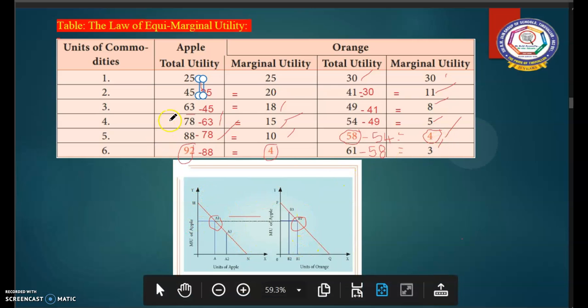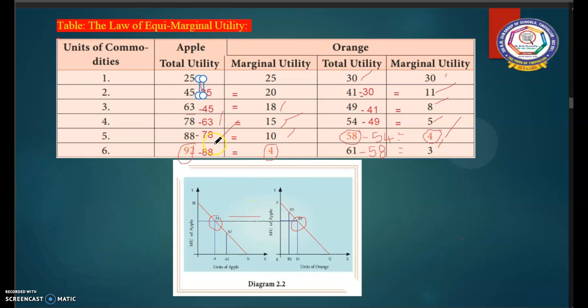So in this graphical representation, okay, let us have an example. Let us assume that the consumer has a given income of rupees 11. He wants to spend his entire income of rupees 11 on purchasing apples and oranges. For example, we can take the price of an apple and the price of an orange as rupees 1 each. If the consumer wants to attain maximum utility, he should buy 6 units of apples and 5 units of oranges.